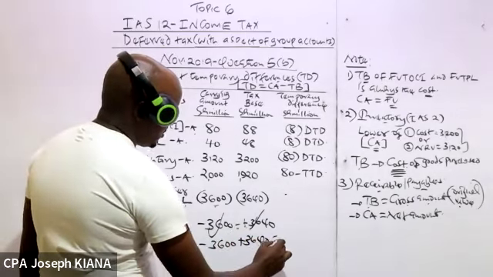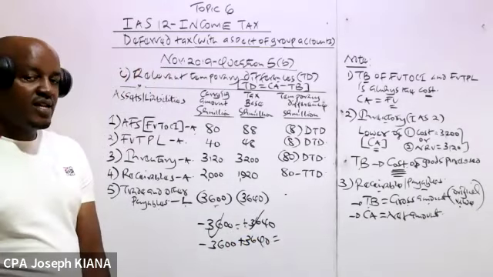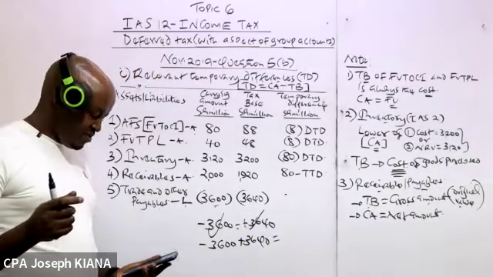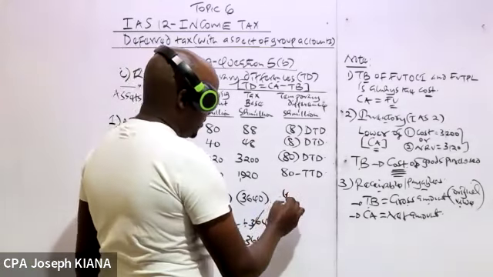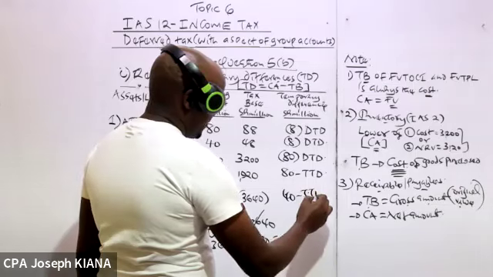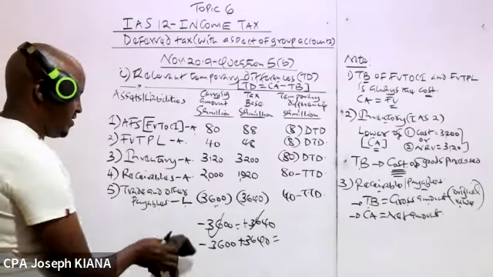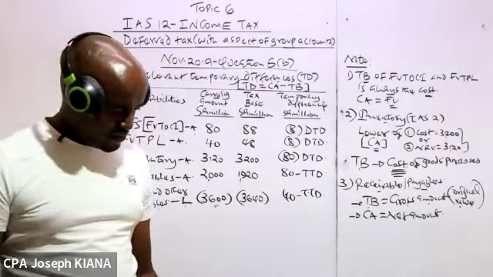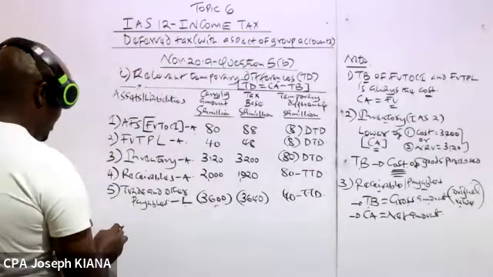76 minus 36. So this will give us what now? That is how we deal with an item of liability. So this will give us 40, which is basically positive. And therefore, this is taxable. Taxable temporary difference. Let's move to point number 5.